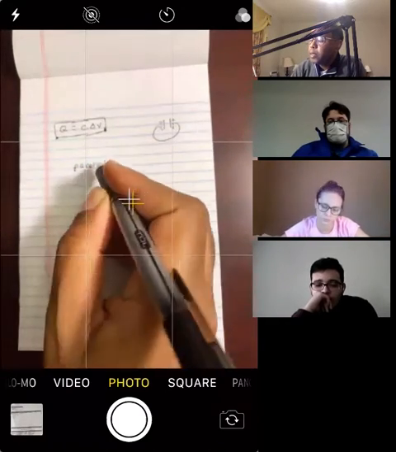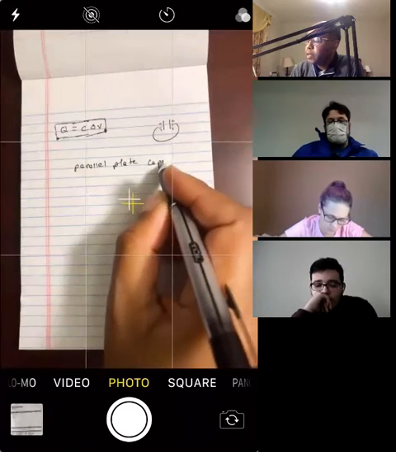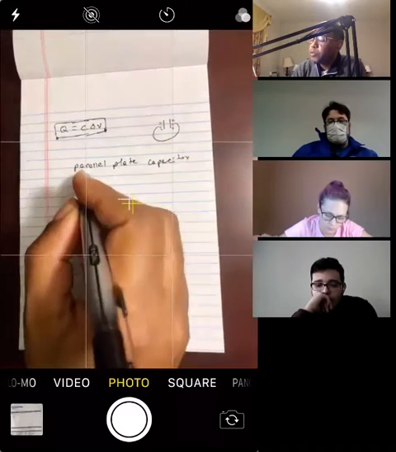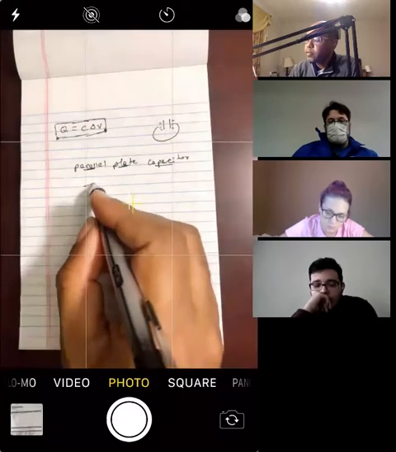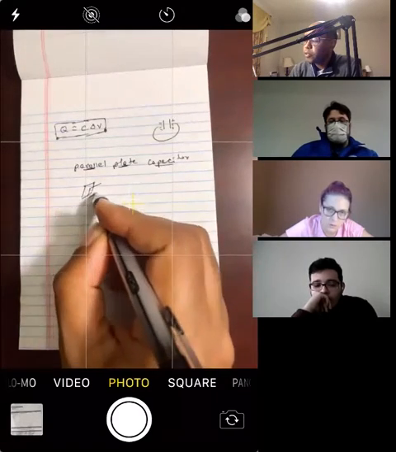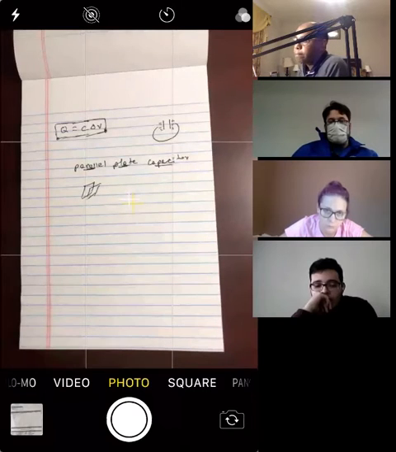Parallel plate capacitor. That is where a capacitor is made between two conductors that are plates, parallel plates, okay? So you've got something like this. These two conductors parallel to each other is called a parallel plate capacitor, okay?